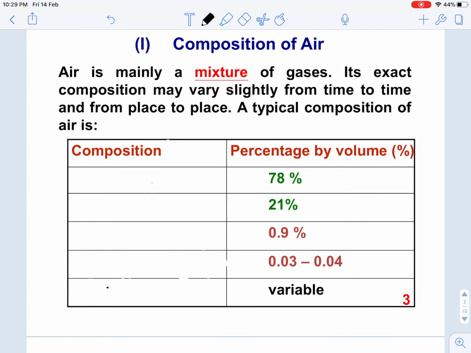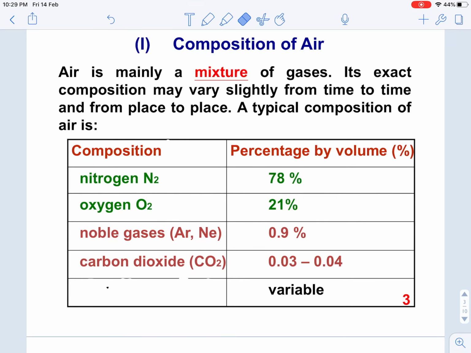I think that most of you are able to tell me that the major component of the air is nitrogen. How about the second one, which is very important to our body cells? Yes, oxygen. The third one, noble gases, for example, argon or neon. Then the fourth one, carbon dioxide. And then the last one, water vapor.